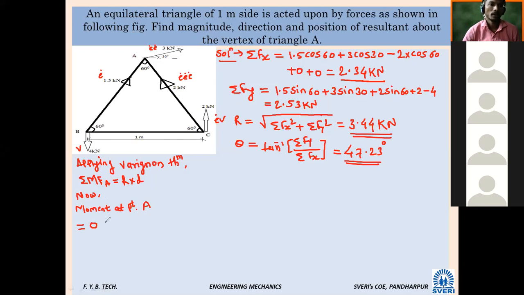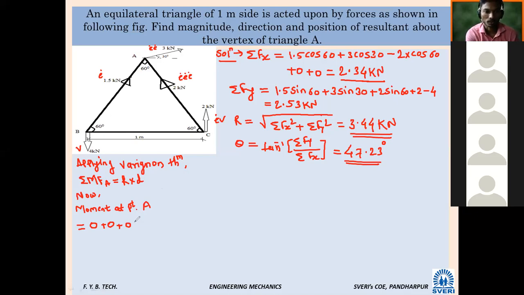Next force, force number 2, 3 kilonewton. Again 0. Is it passing through point A? Yes, it will be 0 again. Force number 3, 2 kilonewton. Again 0, because the line of action of that force passes through point A. Next.